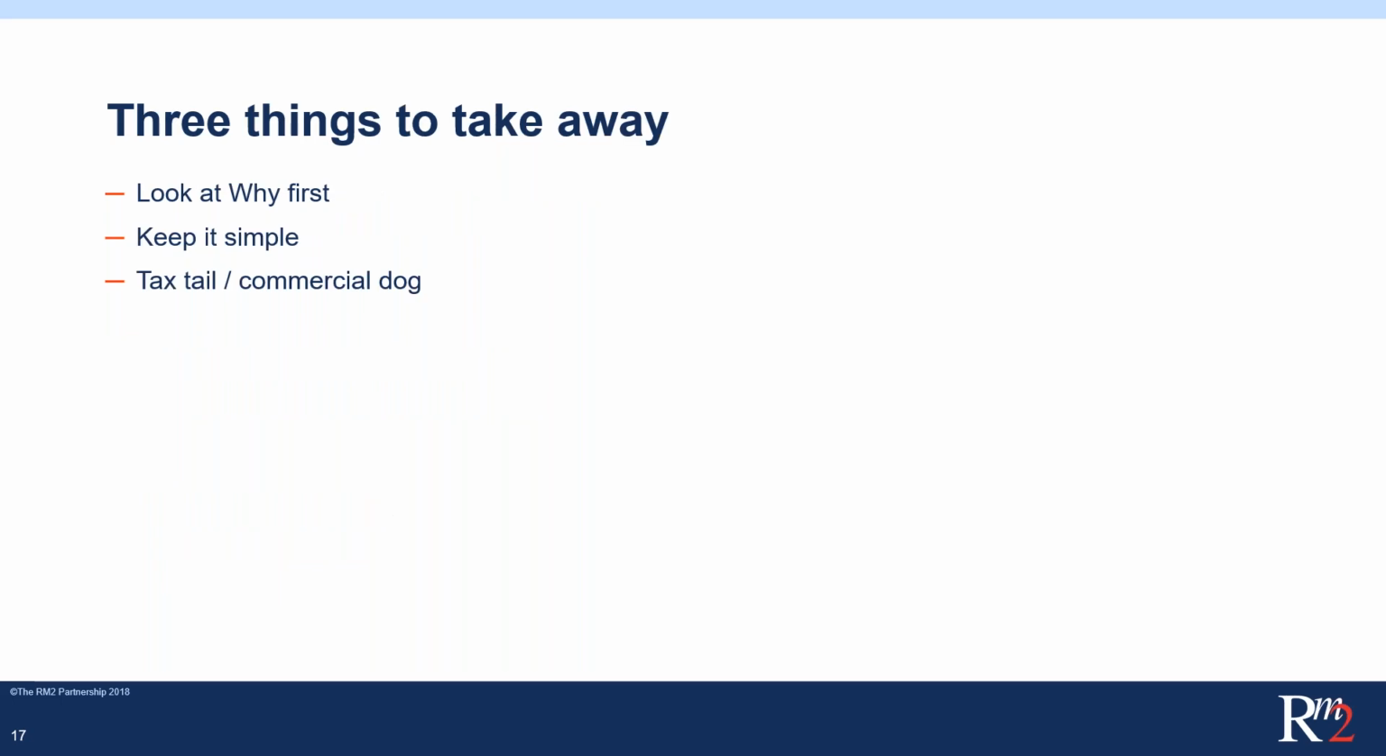I just wanted to say 3 things to take away. If you take 3 things from this webinar, look at why first. Always identify your objectives. Otherwise, you end up spending time and money on a share scheme that doesn't work for the employees or the company or the owners. Just work out what you want them to do, and then you can work through the how and the what.